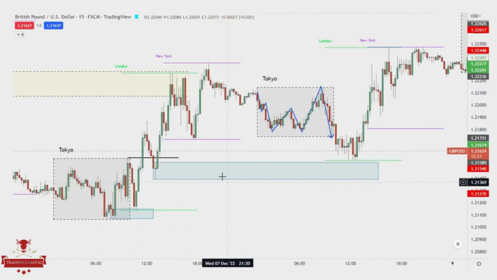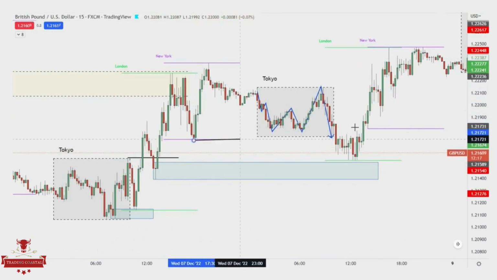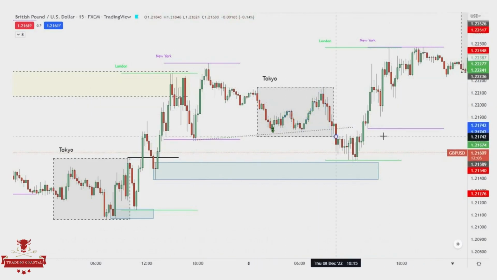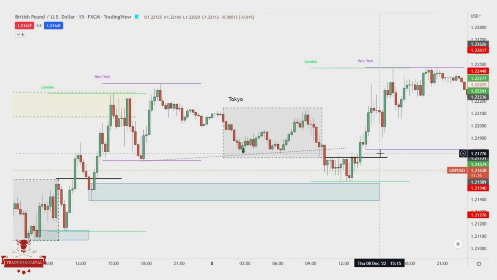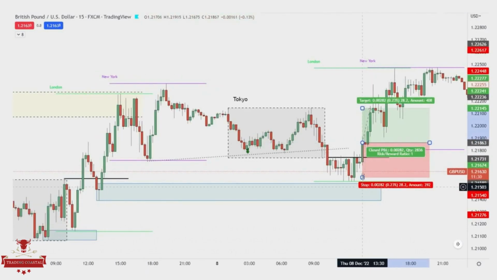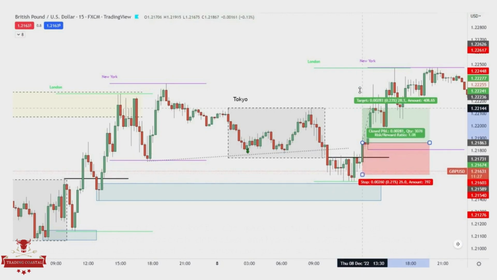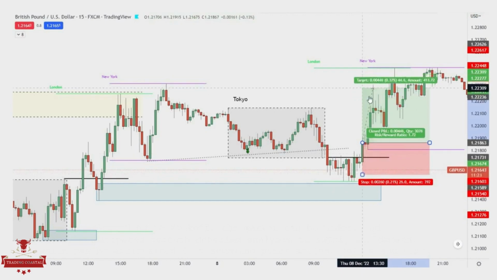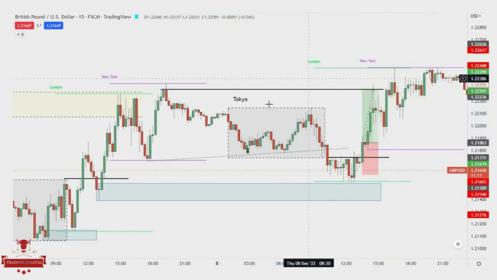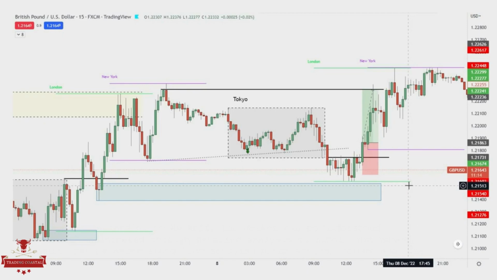Let's move to the next setup. We have almost the same formation as the setups shared in the previous video, but in the opposite direction. An accumulation below the Tokyo low, that correlates with a demand zone. As you already know, the buy trade is recommended after the breakout and candle closure inside the range. The first target should have been the Tokyo high and the final one at yesterday's high.